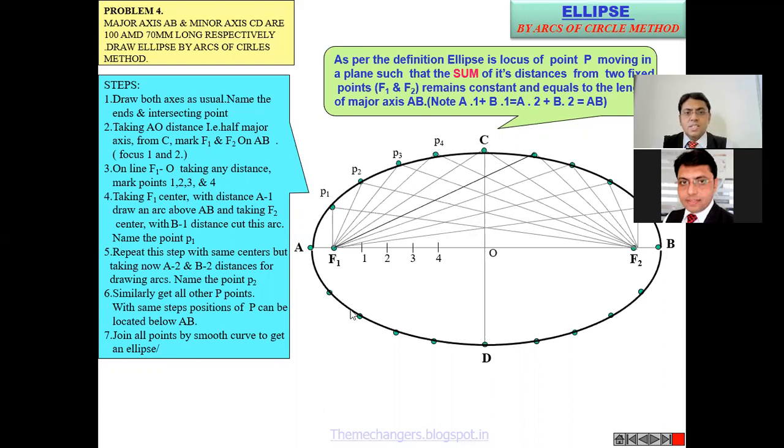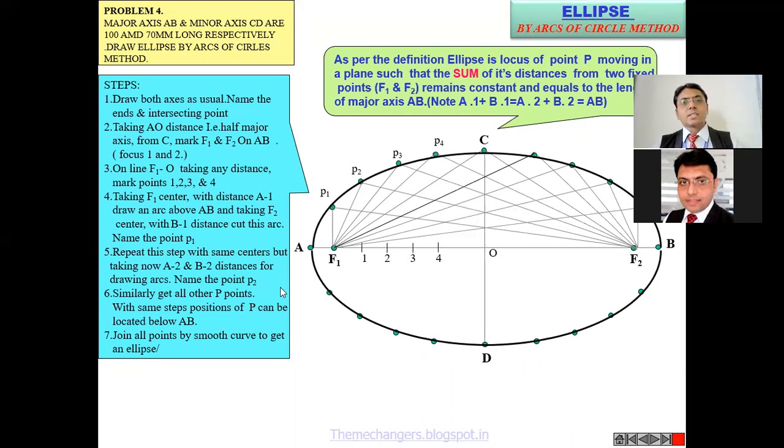Repeat this step with the same center, but now taking the A2 and B2 distance for drawing arcs, and name the point P2. Similarly, get all the points P. P can be located below AB. At the same end, P1 position like this, P2 position like this, at the same distance, and we can make it curve throughout in the possible ways. So join all these points by a smooth curve to get an ellipse.